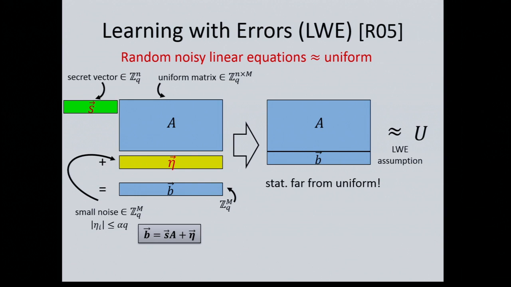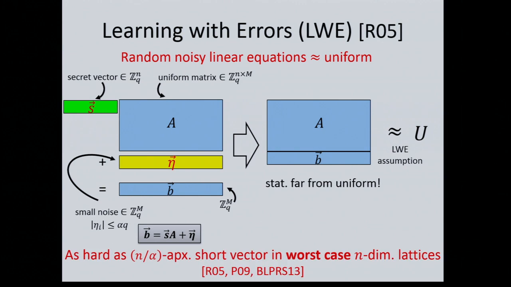So this is pretty great, and we even think that it's true. In particular, we have strong reasons to believe that it's true. It has been shown in a sequence of works, starting with the work of Regev, that if you can distinguish this from uniform, then, roughly speaking, this is at least as hard as approximating short vector problems in n-dimensional lattices.